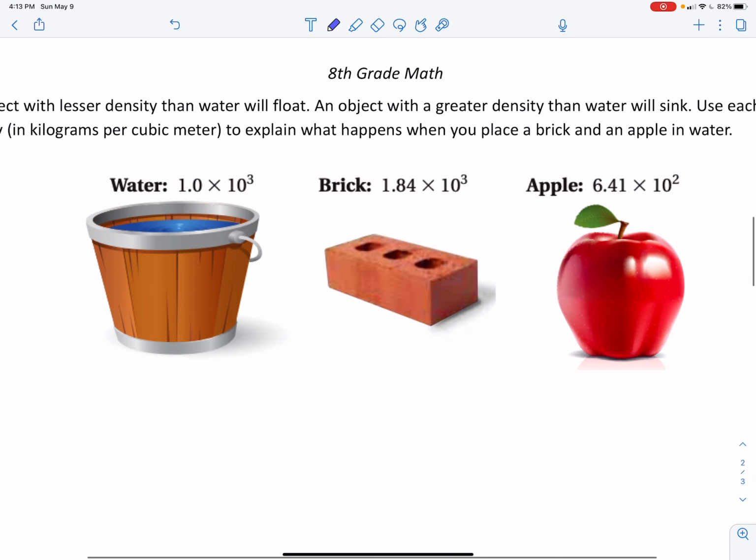I would write each of these numbers in standard form. Here's the density of water. Here's the density of a brick. Here's the density of an apple. Let's write each of these in standard form. If I have 1.0 times 10 to the third, notice how my exponent is positive. So I'm going to move my decimal over to the right. 1, 2, 3. Blank space, you add a 0. So this is equal to 1,000. Okay, so the density is going to be 1,000 kilograms per cubic meter.